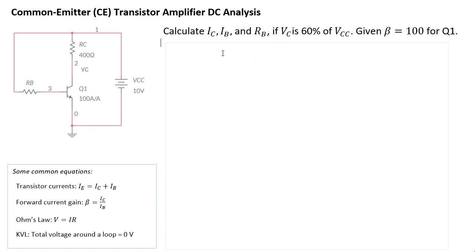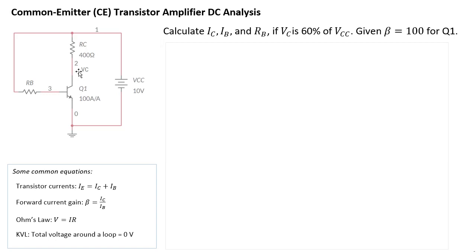In this question, we're asked to figure out what IC and IB are, and what RB should be. If you notice here, RB is not labeled with any values. Given that VC is 60% of VCC, and VCC is 10 volts, 60% of VCC means obviously 6 volts. So VC is 6 volts.